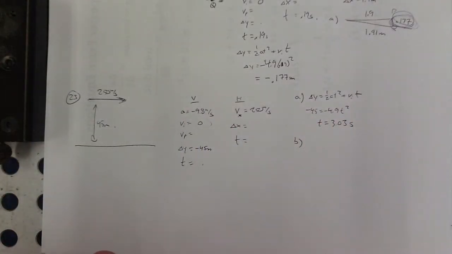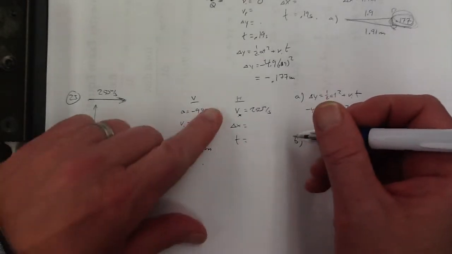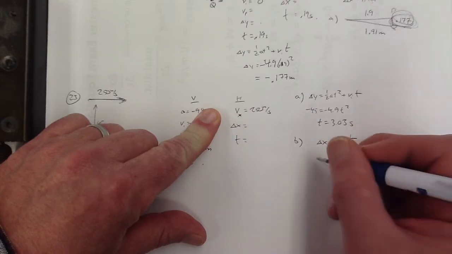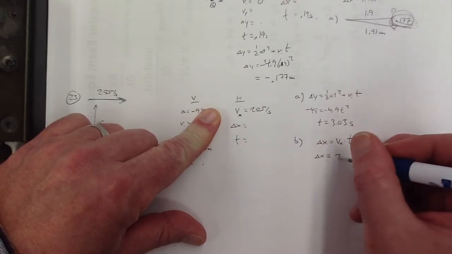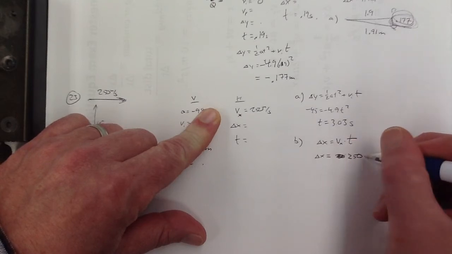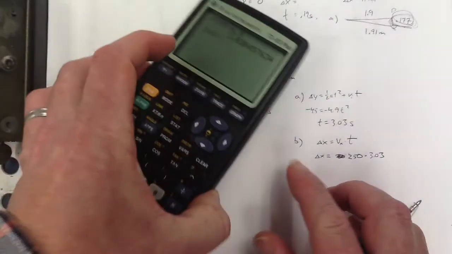Part B. At what horizontal distance from the firing point does it strike the ground? So they're looking for, that's delta x. So about 750 or so.